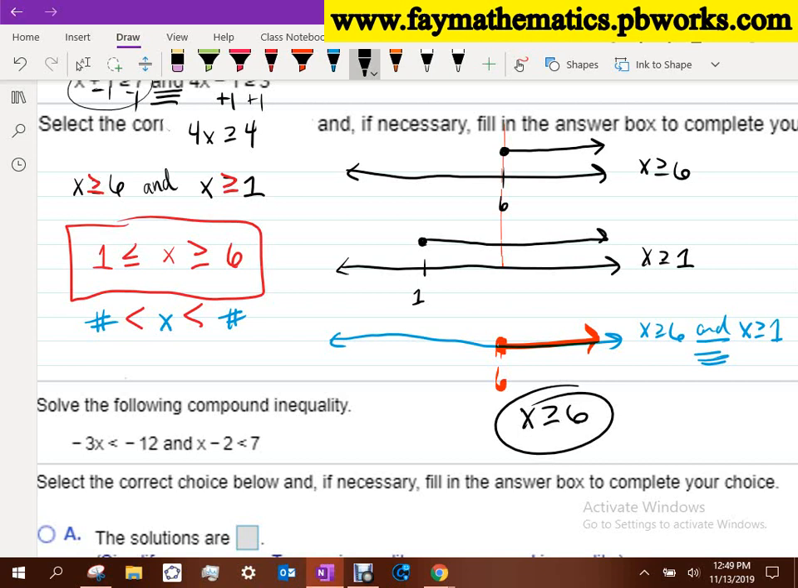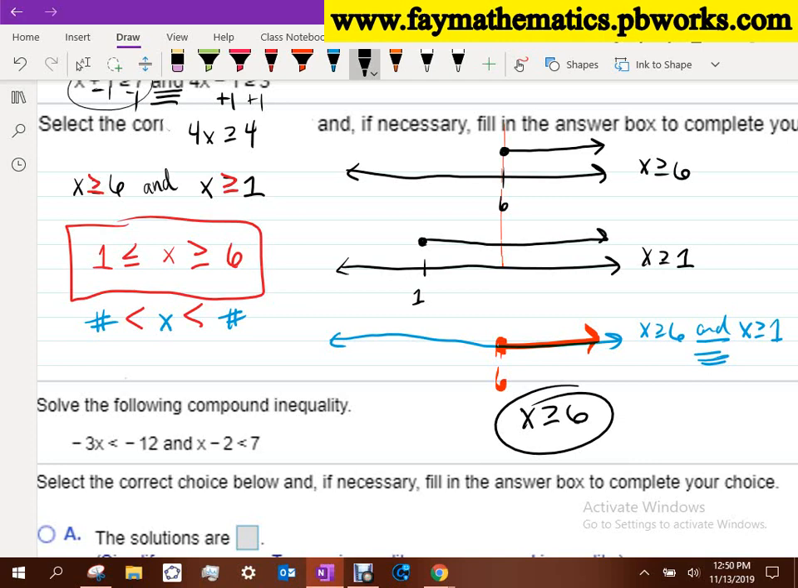Does that make sense? Now think about this. If I need a number that is greater than or equal to 1 and greater than or equal to 6, well, doesn't it have to be bigger than 6? Yeah, because if I choose a number bigger than just 1, maybe I choose 3. 3 is bigger than 1, but it's not bigger than 6. And the "and" says we got to meet both.